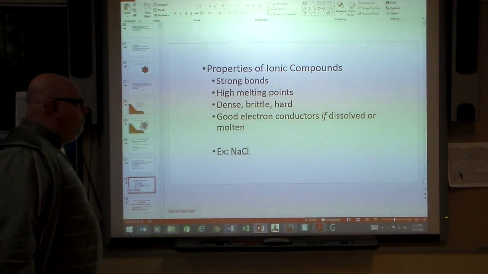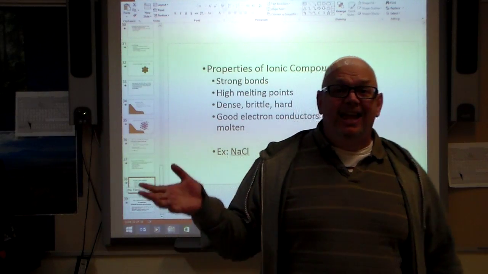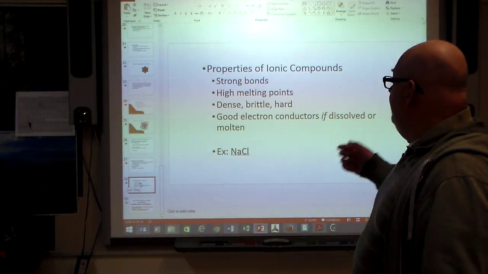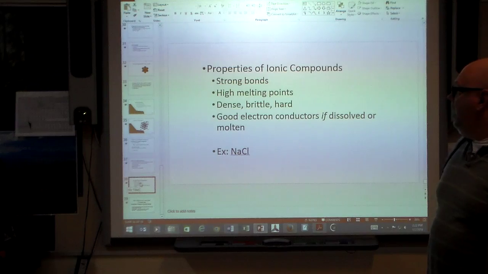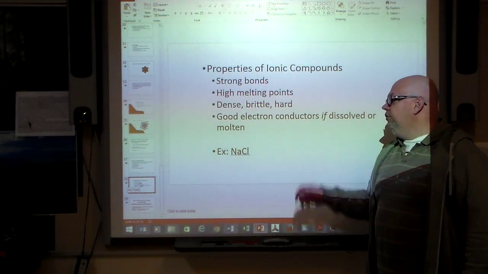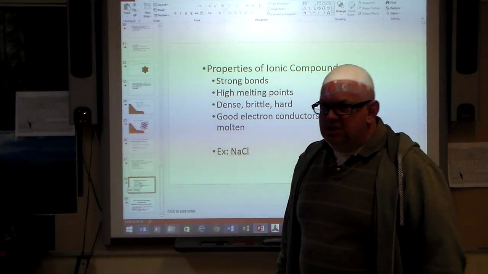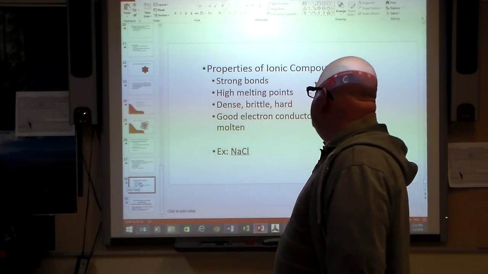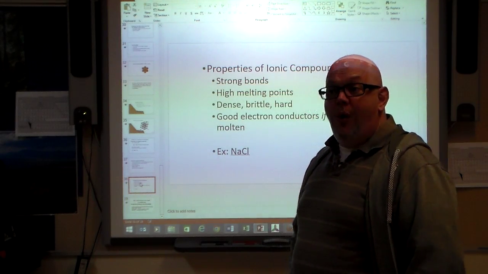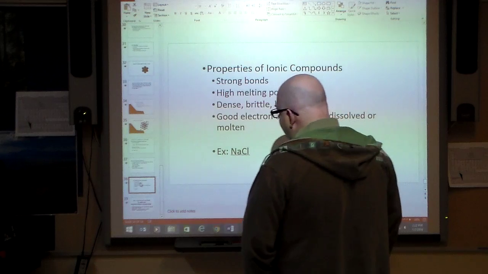Properties of ionic compounds. They're strong bonds, so they have a higher melting point, like salt. They're dense, they're brittle, they're hard. Now, they're good electron conductors if dissolved or molten, like salt. Liquid salt is a good one. Or if you dissolve salt in water, it makes a great conductor for electricity.